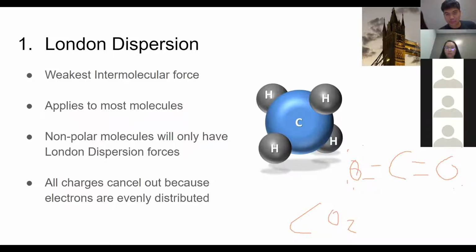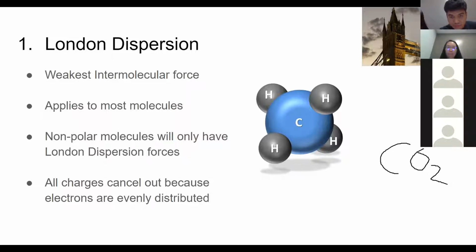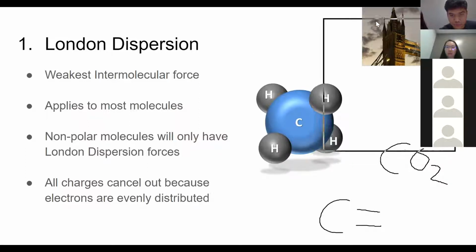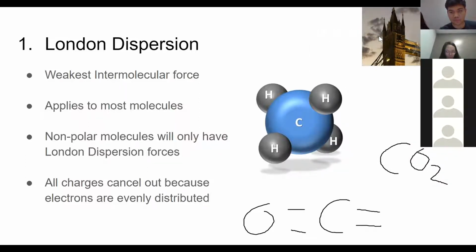So even though this pink color sucks. Hold on a second, let me clear this. All right, let me try this again. So carbon dioxide, oh, that's much better. So you know that carbon will be in the middle, and then on the side, oh, that's the chat box, that's awkward. On the side, you'll have your 2 oxygens.